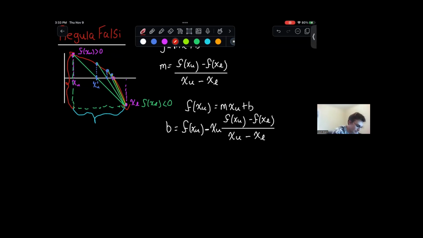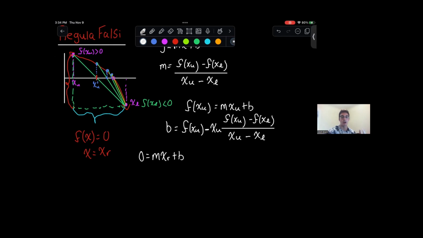We say that when y is equal to 0, our x is equal to our new xu or new xl. In this case, we're going to call this when f of x is equal to 0, our x is going to be equal to xr. That's just the notation that I'm used to. So let's write that how it would look like in the line segment notation. 0, because our y is 0, is equal to m multiplied by xr plus b.